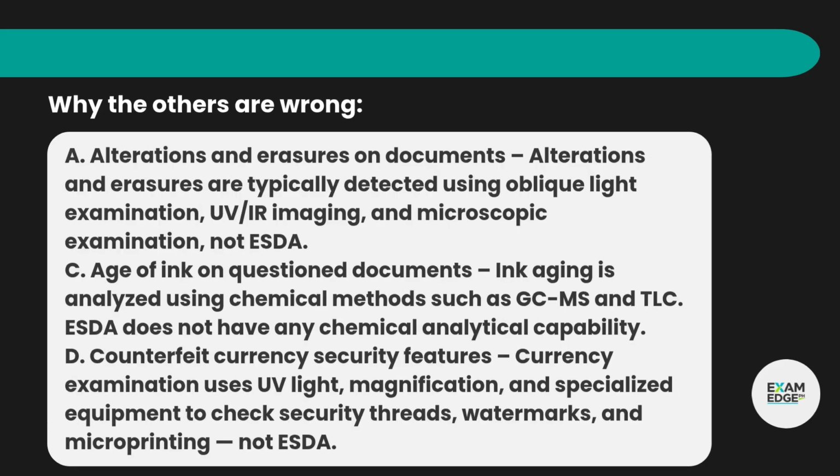Why the others are wrong. Alterations and erasures on documents. Alterations and erasures are typically detected using oblique light examination, UV, IR imaging, and microscopic examination, not ESDA. C. The age of ink on questioned documents. Ink aging is analyzed using chemical methods such as GCMS and TLC. ESDA does not have any chemical analytical capability.